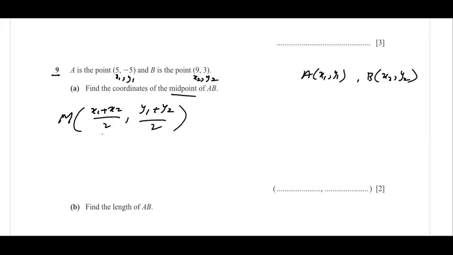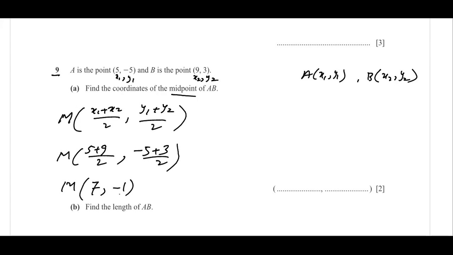So if this is x1, y1, and this is x2, y2, how do we find the midpoint? Just add the x coordinates, divide by 2. So the midpoint will be 5 plus 9 over 2, minus 5 plus 3 over 2. So it will be 14 over 2 is 7. This will be minus 2 over 2, which is minus 1. So finally the midpoint has coordinates 7, minus 1.